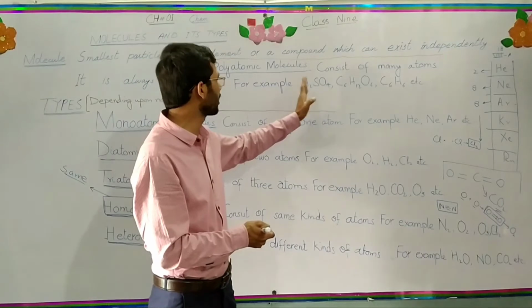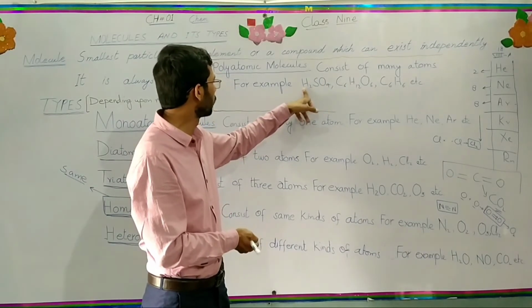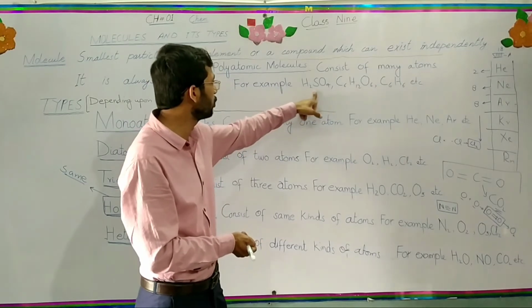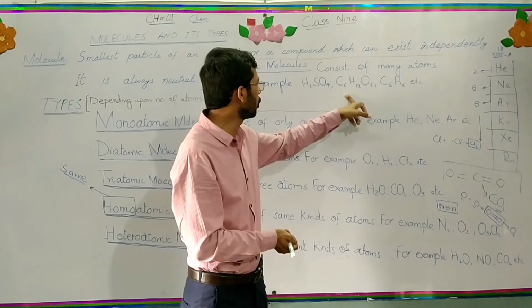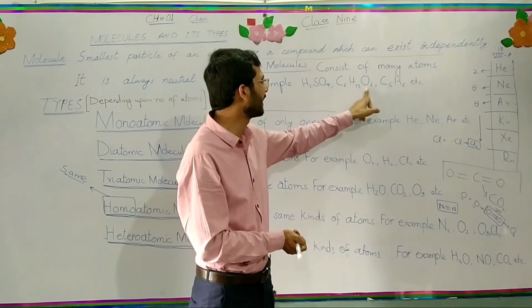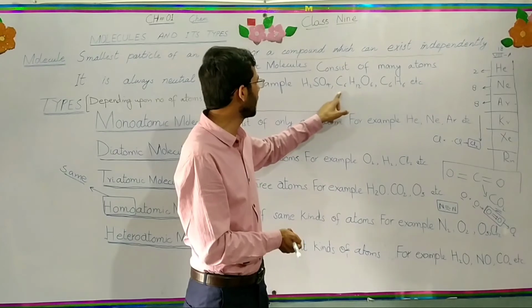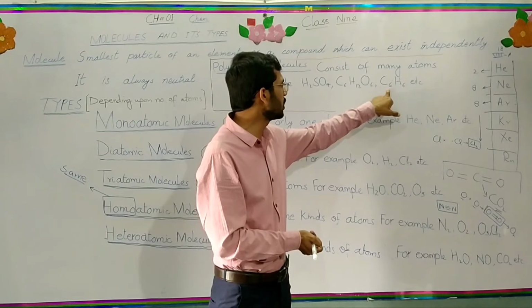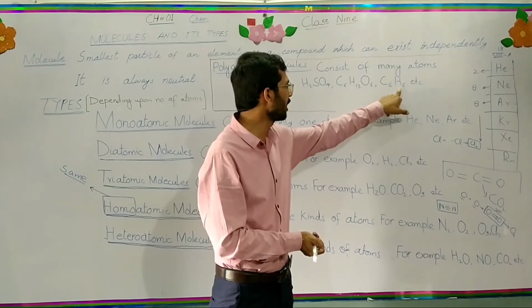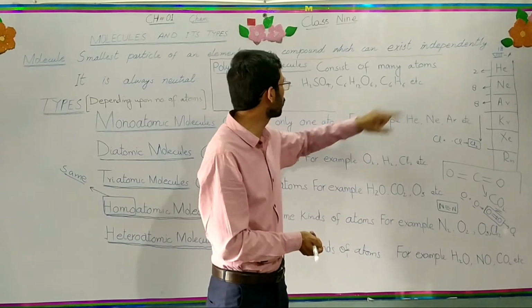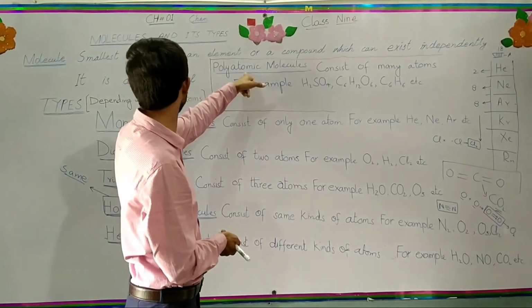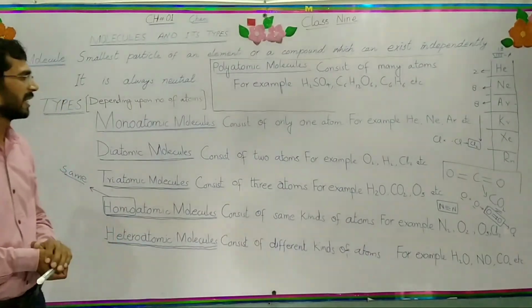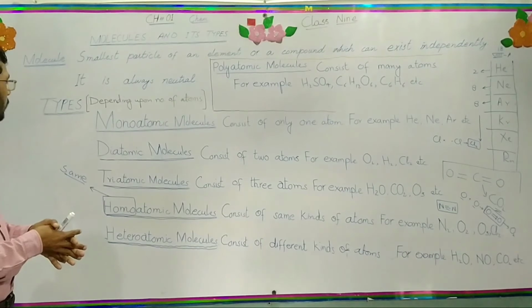For example, H2SO4, 2 atoms of hydrogen, 1 atom of sulfur and 4 atoms of oxygen are present in one molecule of sulfuric acid. And in the same way, there is a molecule of glucose, C6H12O6. There are different and many atoms present in one molecule of glucose. And in the same way, benzene, C6H6 is the molecular formula of benzene, and benzene is also a polyatomic molecule.